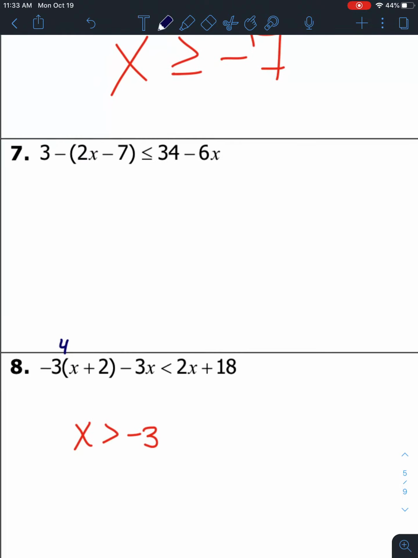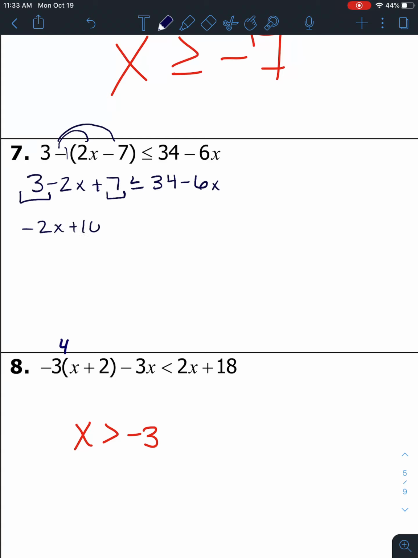Here's 7. 7, once again, there's an invisible negative 1 here that we have to distribute to everybody on the inside. So that gets us 3 minus 2x plus 7 is less than or equal to 34 minus 6x. Okay, so I'm going to combine my like terms on this side first. 3 plus 7 is 10, so that gives me negative 2x plus 10 is less than or equal to 34 minus 6x. Now I need to get my x's together, so I'm going to add 6x to both sides. You could have also added 2x.